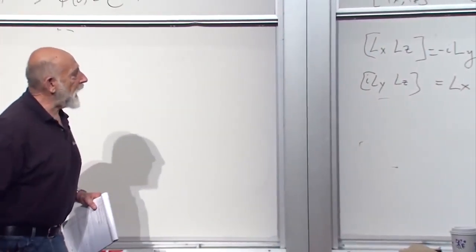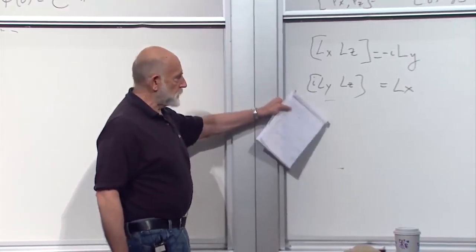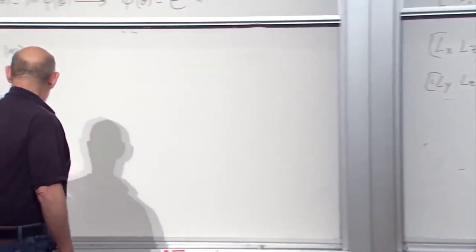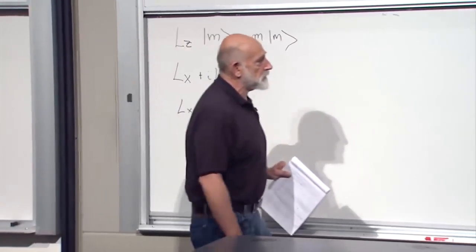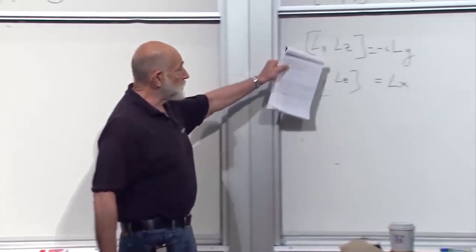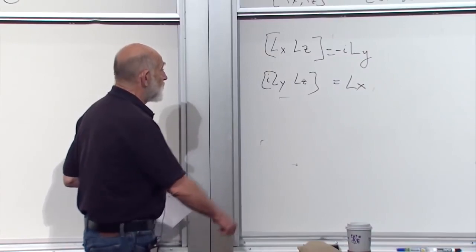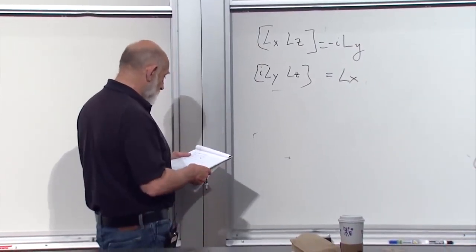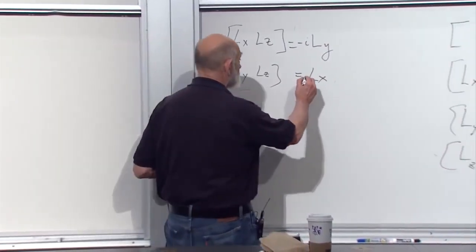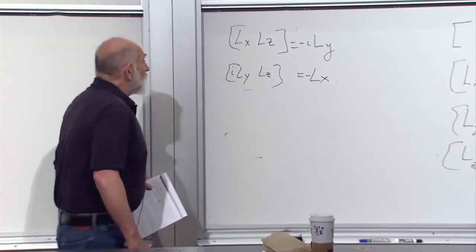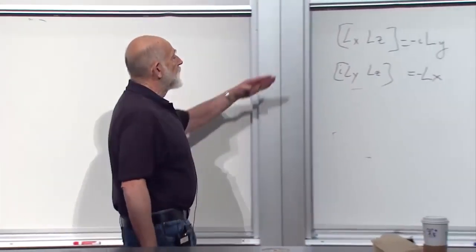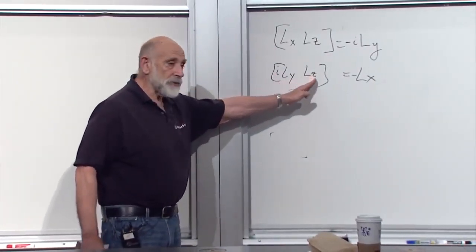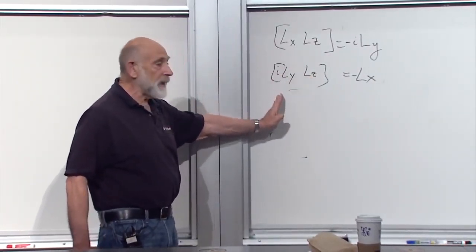And now we're just going to add and subtract these two equations. Adding and subtracting them will give us the commutation relations between L plus and L minus on the one hand and Lz. Minus Lx, yeah. Okay, we add them and subtract them. If we add them, we get L plus commuted with Lz, and if we subtract them, we get L minus.